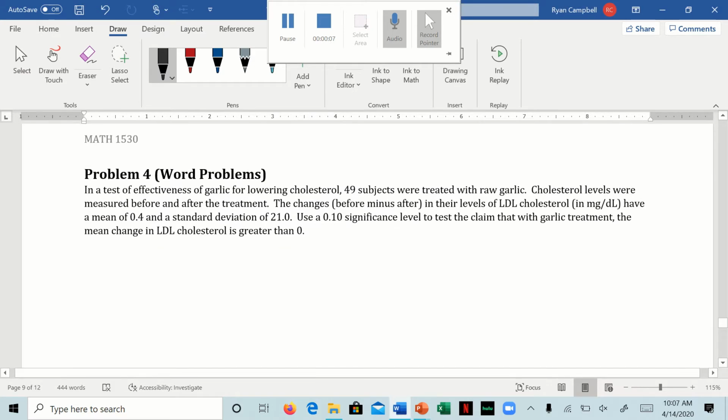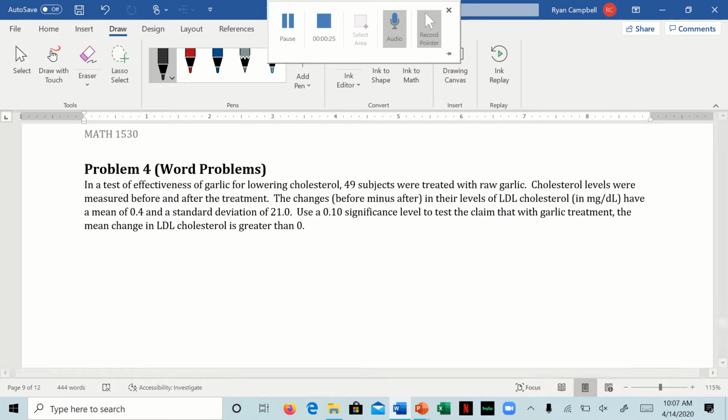Problem 4. In a test of effectiveness of garlic for lowering cholesterol, 49 subjects were treated with raw garlic. Cholesterol levels were measured before and after treatment. The changes, before minus after, in their levels of LDL cholesterol have a mean of 0.4 and a standard deviation of 21. So use a 0.10 significance level to test the claim that with the garlic treatment, the mean change is greater than 0.